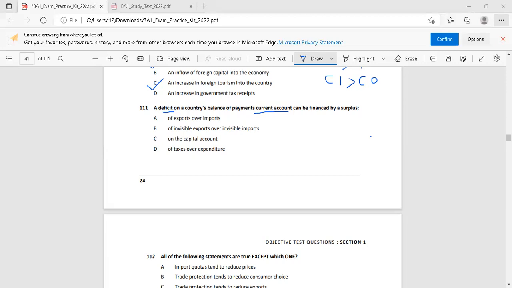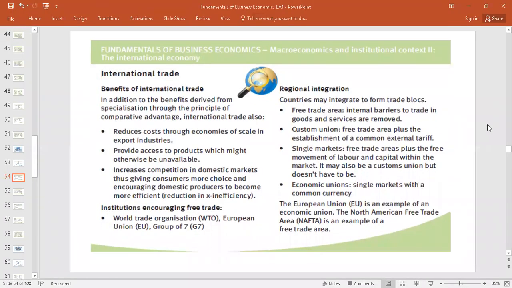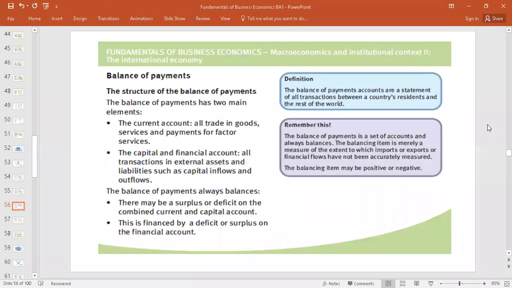Let me put you to the types of accounts. The balance of payments has two main elements. One is the current account, covering all trade in goods and services and payments for factor services. So the regular transactions that take place are all accounted for in the current account. The capital and financial accounts take care of the investments that are raised, the capital raised and used for acquiring external assets and liabilities, such as capital inflows and capital outflows. There may be a surplus or deficit on the combined current and capital account, and this is financed by a deficit or surplus on the financial account.